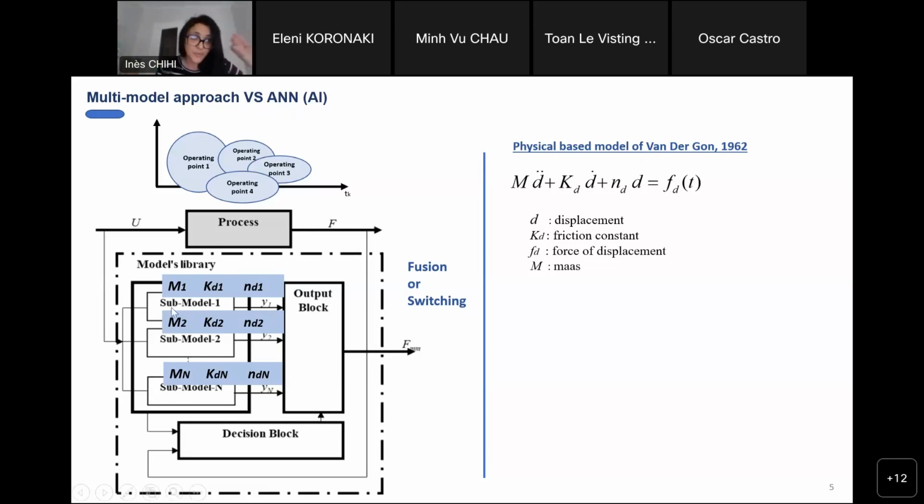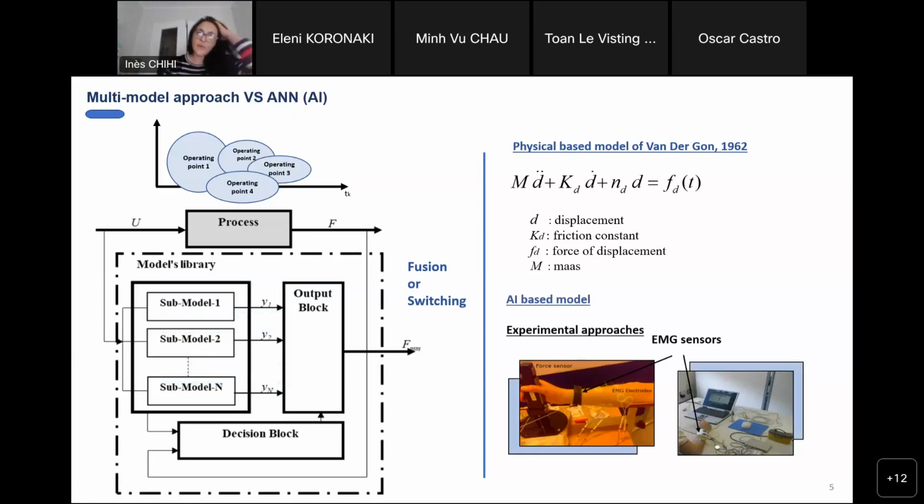So for each submodel we have the same structure, but the parameters will change according to the operating point, according to the hypothesis, according to the condition. This first one is based on the physical model, because this is a physical equation and the parameters are physical, and the difference between submodels is just based on the value of the physical parameter.